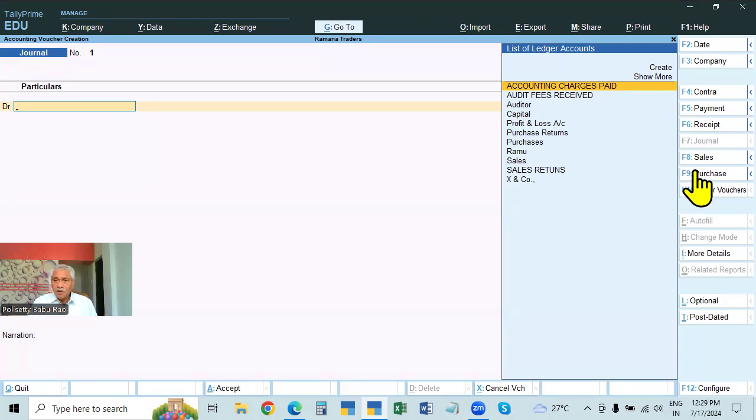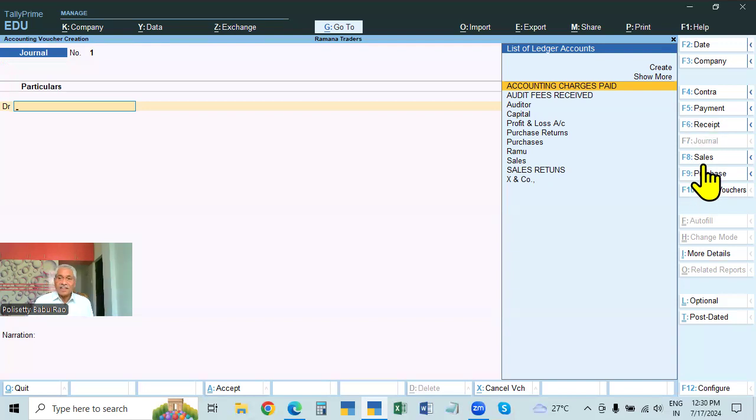For example, when you purchase goods, we enter the purchase voucher. When you sell the goods, we enter in the sales voucher. Whether it is goods or services, as well as whether it is a cash transaction or a credit transaction, we enter here only. But if you purchase or sell any asset, then we cannot enter it in the sales and purchase vouchers, only for goods or services. So other assets, we cannot enter in the sales or purchases.